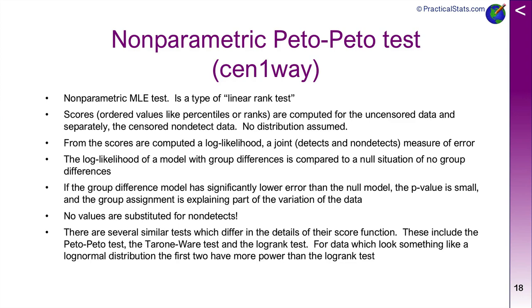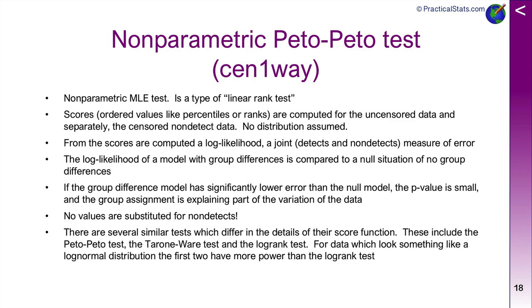So from these scores a log likelihood is computed, again, a measure of fit or misfit, actually, using the detects and the non-detects. And so this error is a function of both of those. So we incorporate the information that's in both, but we do that without substituting in a number for the non-detects. And the log likelihood with group differences is compared, again, to the log likelihood for the no group differences. If there's a big decrease in the log likelihood with the group differences model, that's a better model. So if the lower log likelihood is a big difference, then the model is important.